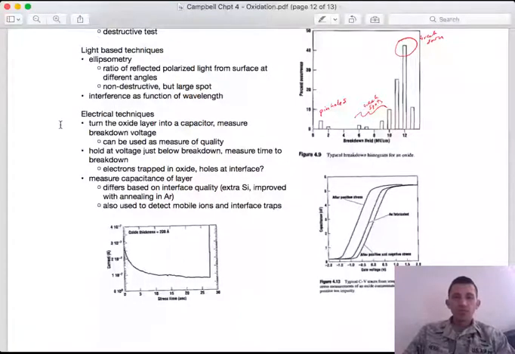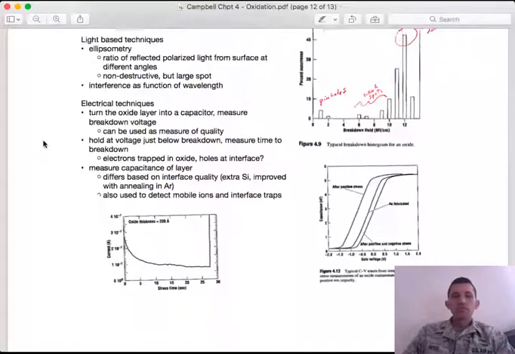You can turn it into a capacitor where you would have a potential difference across it, and then you just increase the potential until you have breakdown. And the voltage at breakdown tells you the thickness. It also gives you a measure of quality. You can run this in different ways. You can increase the voltage until you get breakdown, or you can go to a set voltage and just hold it there and measure the time until breakdown.